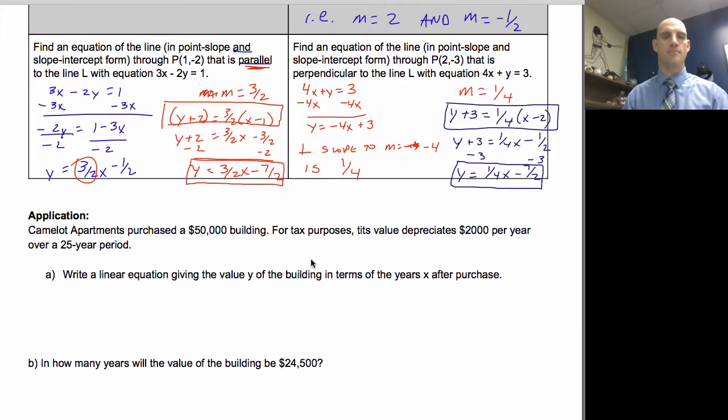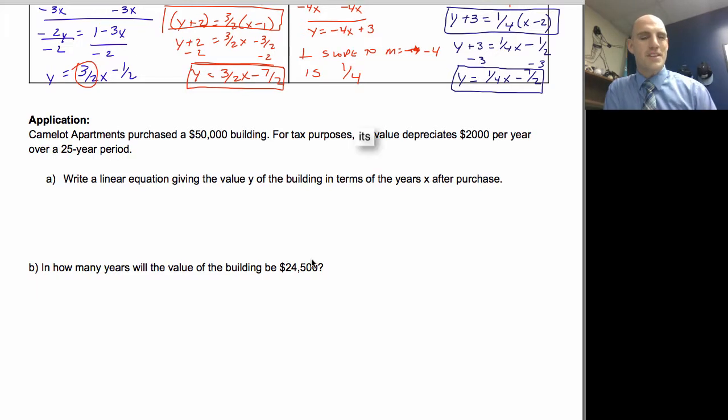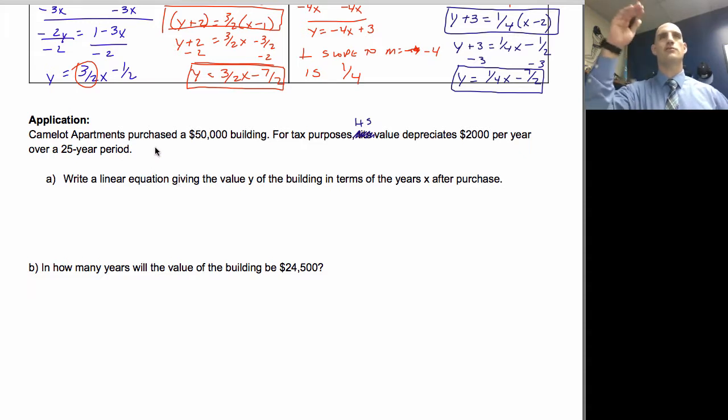All right, one word problem. Camelot Apartments purchased a $50,000 building. For tax purposes, its value depreciates $2,000 per year over a 25-year period. So basically every year for 25 years, the building loses value for whatever reason. It could be the fact that it's just getting old. It could be whatever it is. So that's for tax purposes.